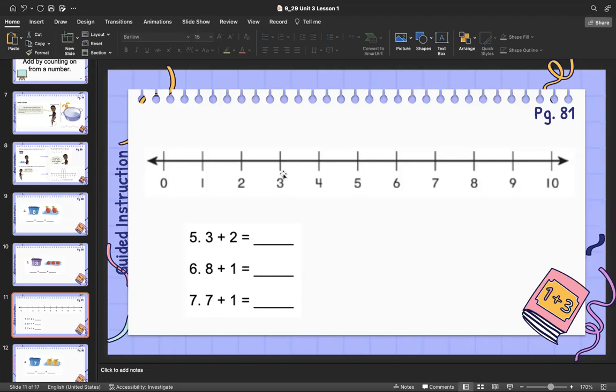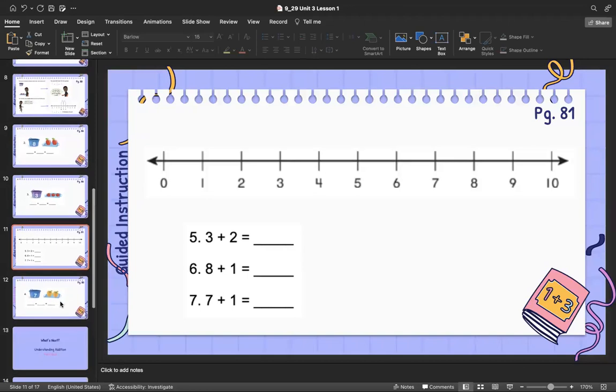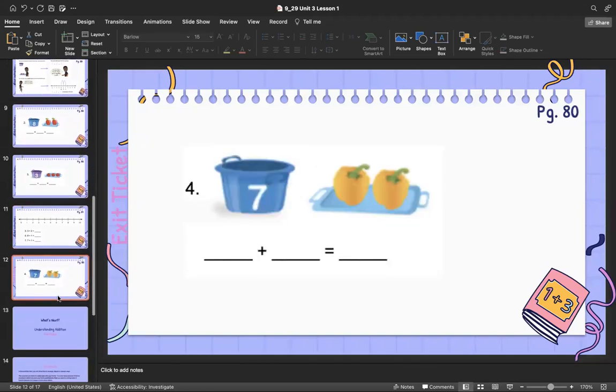Sometimes when I was in my brick and mortar classroom, I'd allow my students to get a small little toy, and then they can start at a specific number and physically jump, almost like hopscotch, to the number, jumping how many spaces to. So think of it as hopscotch on the number line. Pause and work out the questions. Here's your next problem.